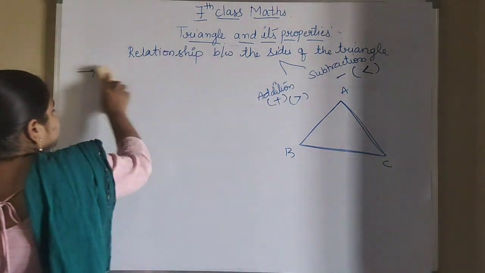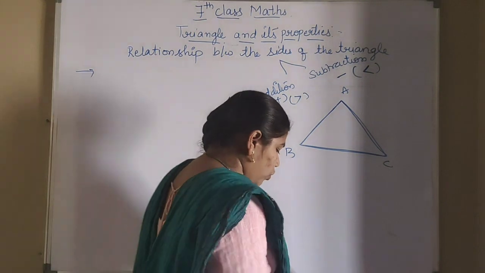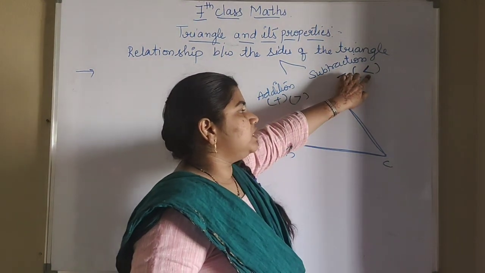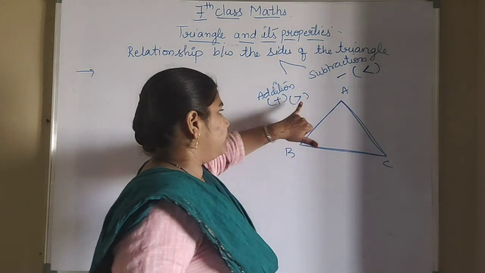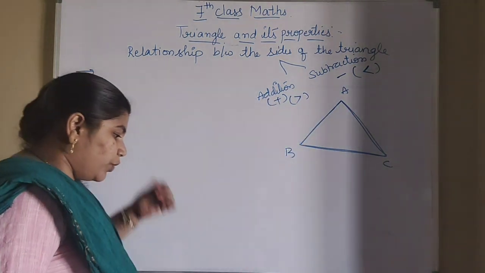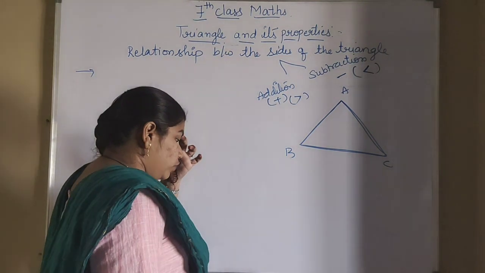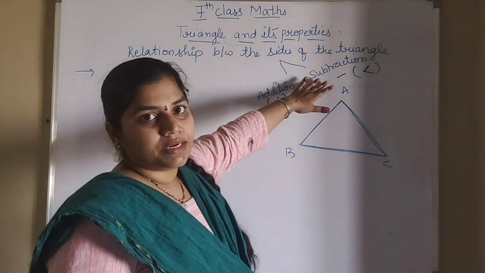What is the symbol here? So we are doing subtraction and we are using the less than symbol. For subtraction we will take the less than symbol. For addition we will take the greater than symbol. So what is the condition we will see? We are doing it for difference. Difference is nothing but subtraction.